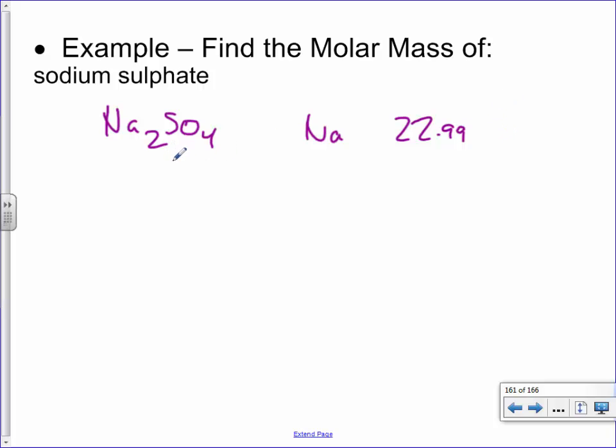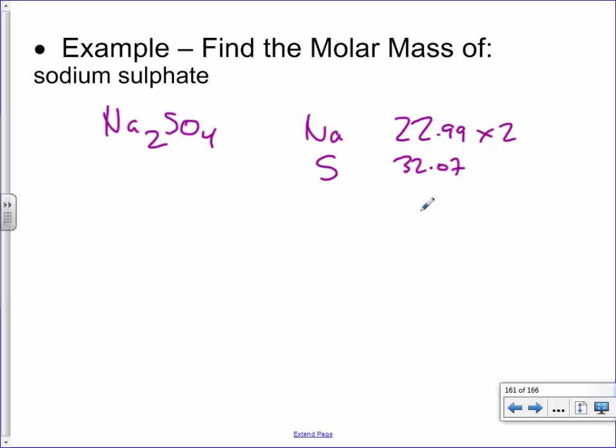Now, not only are you buying 6 kajillion of them, but they come in groups of 2. So I'm going to take 22.99 and times it by 2 because we're going to need 2 of them. I'll find that number in a second. Then we need sulfur. The individual sulfur is going to be a whole number. However, because we're buying 6 gajillion sulfurs, how much does the average sulfur donut weigh? 32.07. How many of those do we need? Just 1, yeah.